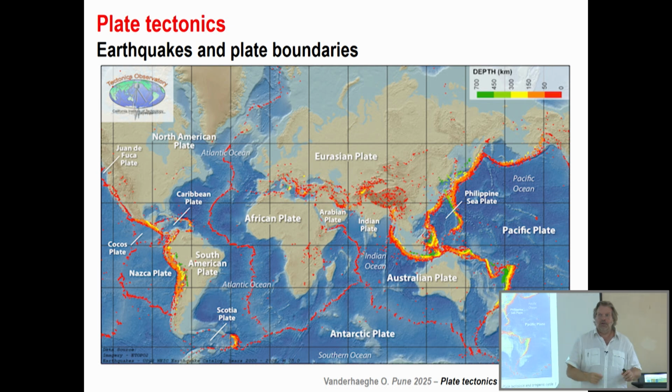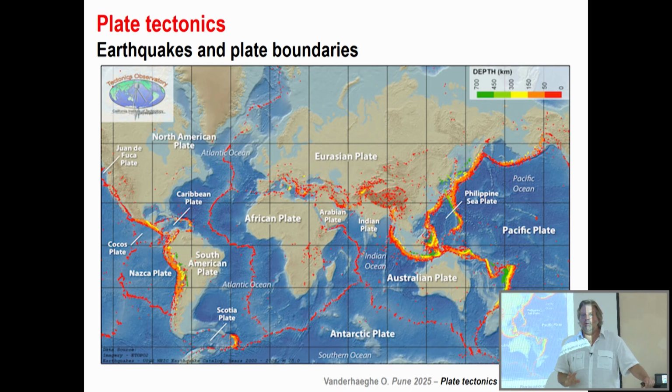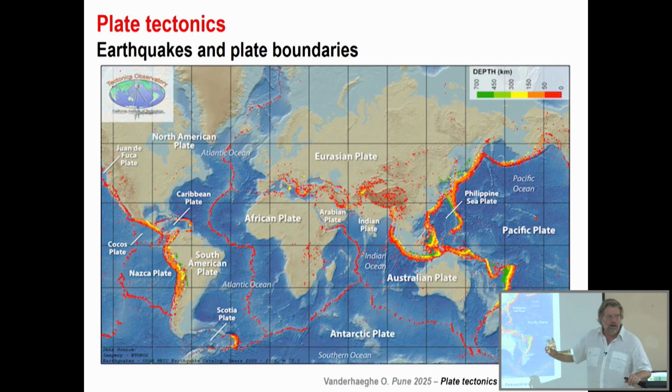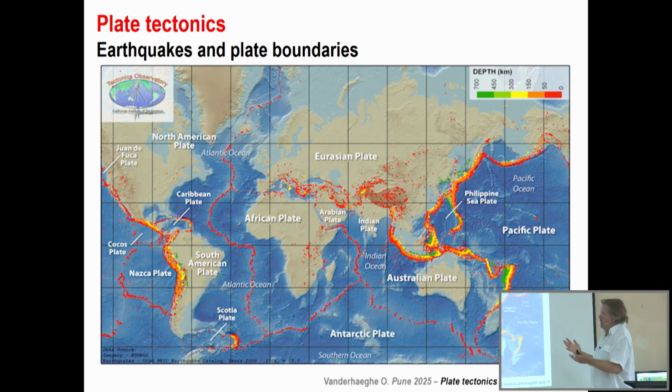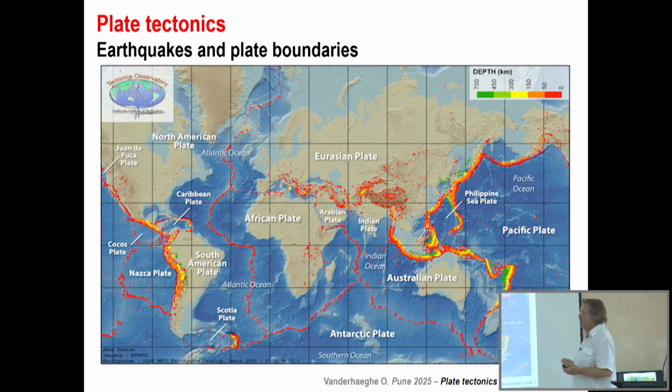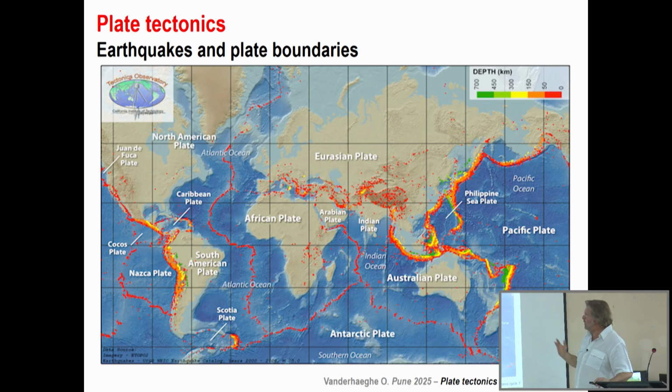Well, let's just think that might be also an exam question. Describe the distribution of earthquakes, integrating also the color scheme for depth of the hypocenters, and identify the different types of plate boundaries. So I'll let you think about that just one minute. Look at the colors, how are they distributed?